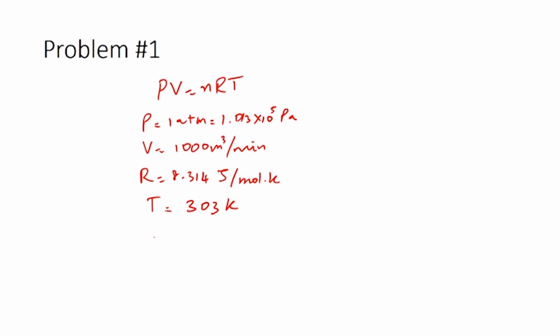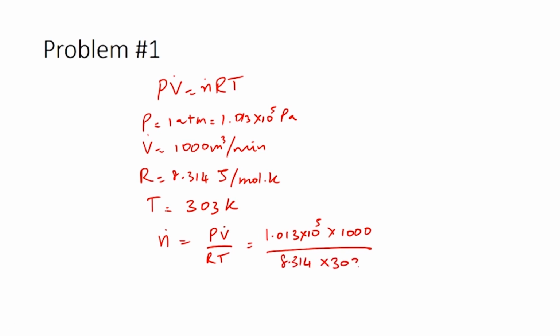We can calculate n dot, because it is a molar flow rate. n dot would be equal to P V dot divided by RT, since P V dot equals n dot RT. So, we are calculating n dot as P V dot divided by RT. So, 1.013 times 10 power 5 times 1000 divided by 8.314 times 303 will give you the number of moles per minute.